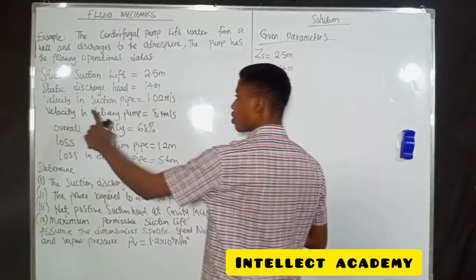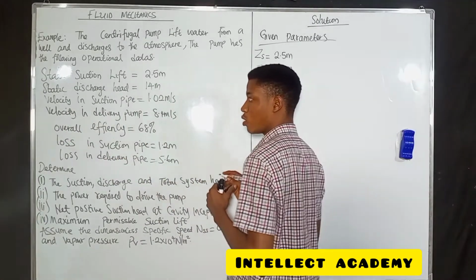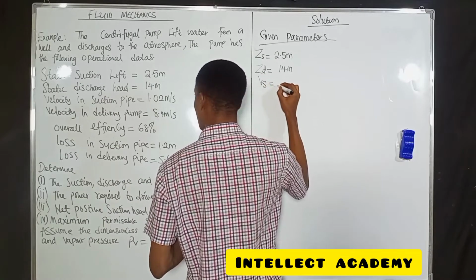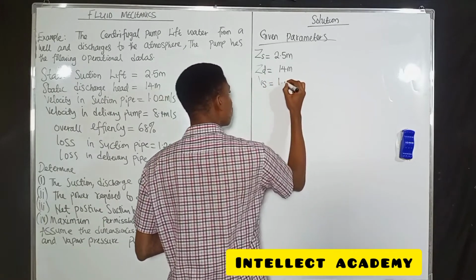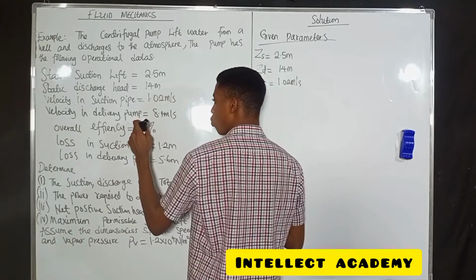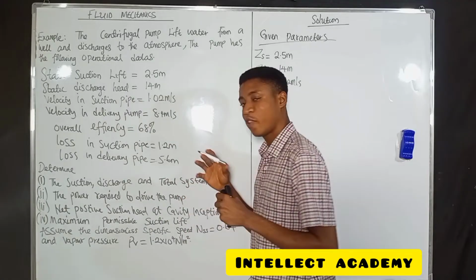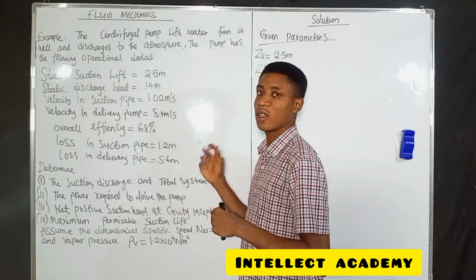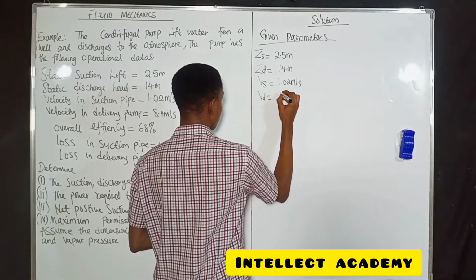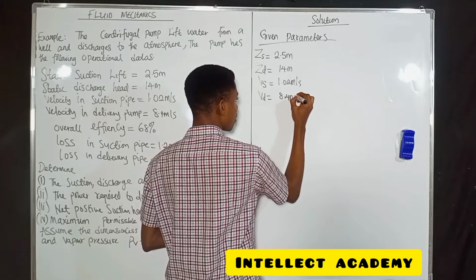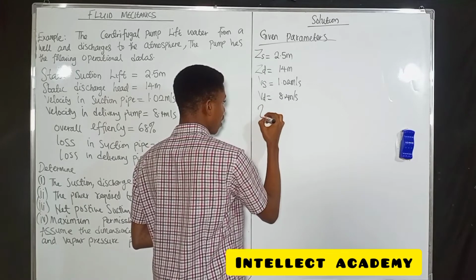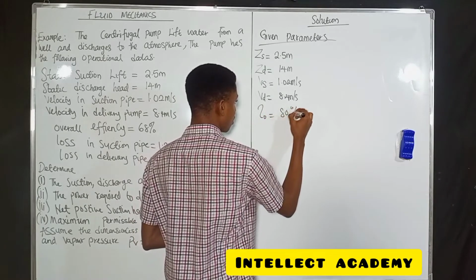We have our velocity in the suction pipe, which is the velocity at inlet, signified as Vs. So we have Vs to be 1.02 meters per second. We have the velocity in the delivery pipe, which is the velocity at which the water leaves the pipe or the pump. We call it Vd, which is 8.4 meters per second. So we have an overall efficiency of 80%.